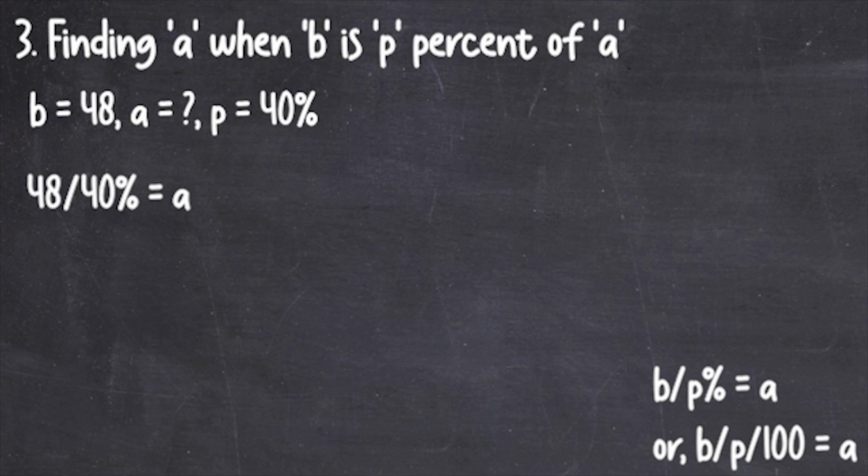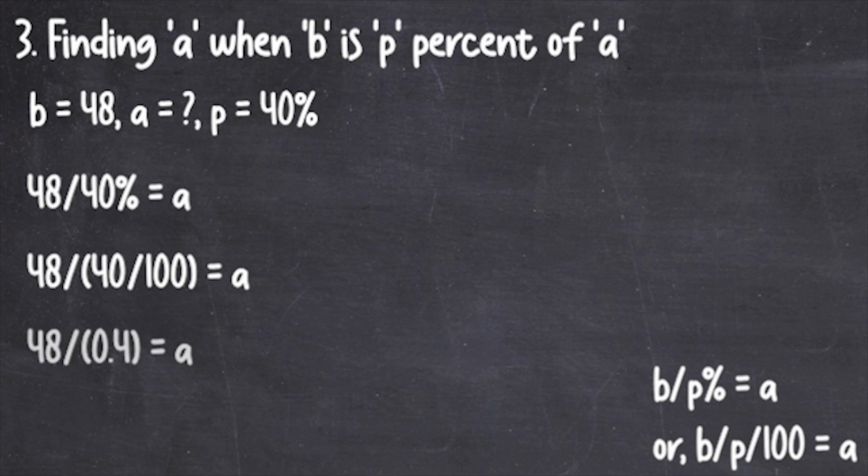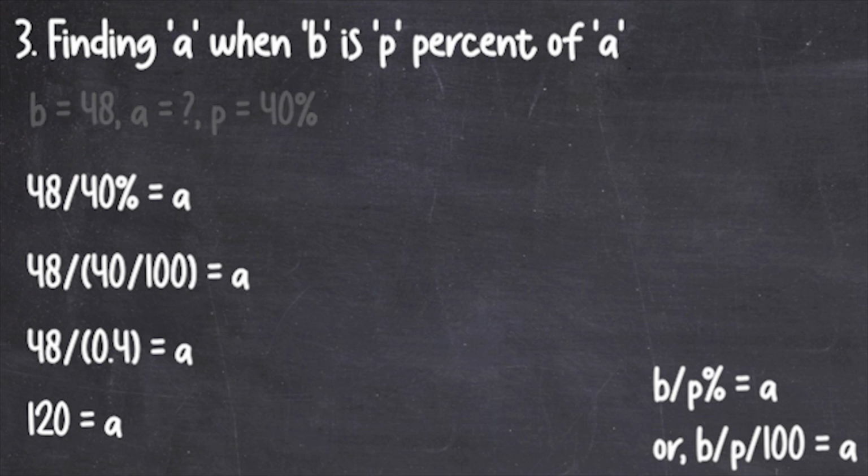Now, change the 40% in the denominator to 40 over 100, and then convert the 40 over 100 to a decimal, which gives us 0.4. So, the fraction becomes 48 over 0.4 equals A. To complete this problem, divide 48 by 0.4, which gives us 120. So, A equals 120, and now we know that 48 is 40% of 120.